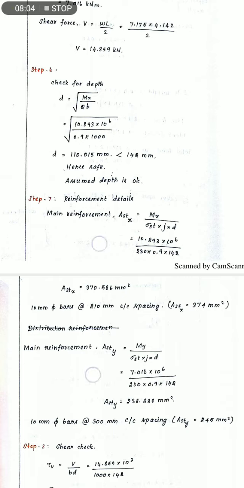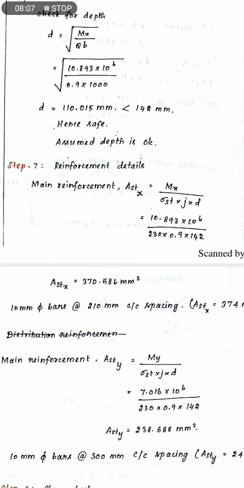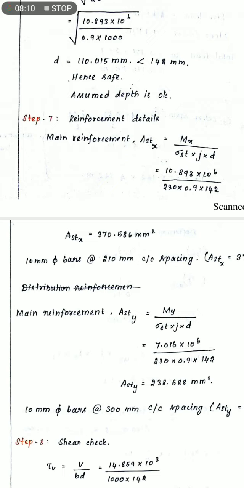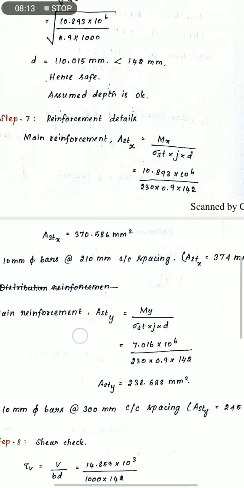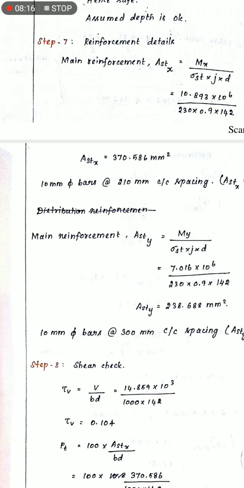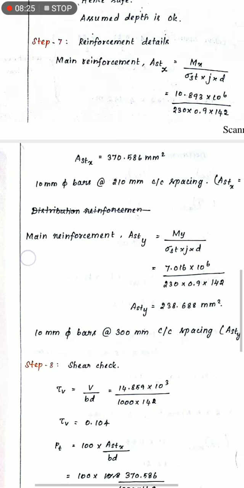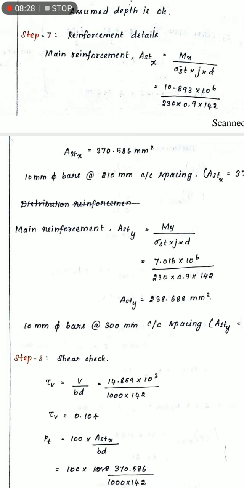Therefore, main reinforcement for the shorter direction is 10 mm dia, 220 center to center. At the same time, Asty, that means Ast in the longer direction, equals 238.688 mm square. Here also we preferred 10 mm dia, but practically you can go for 8 mm dia for the longer direction.